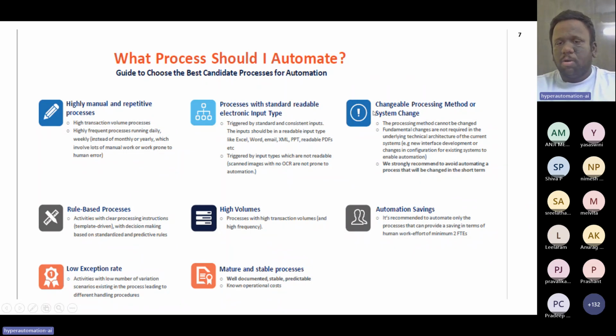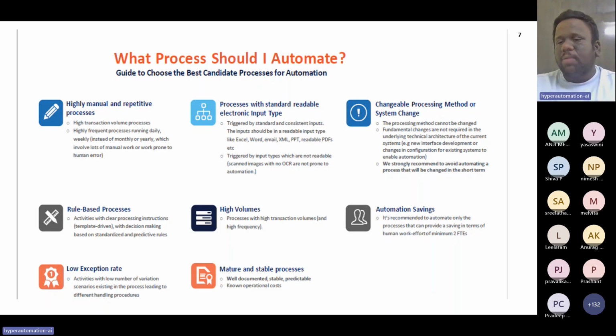And the third important point here is changeable processing method or system changes. So what is this process change? Let's say that to generate a CIBIL score, I need to initially enter all the details with your Aadhaar card number. Now the process got updated and I need to also enter a PAN card. So again, I need to change my code, test it, and release it into production. So again, the process got changed. And now with PAN card and Aadhaar card, you need to also enter your voter ID details. Again, I need to change the code as well.